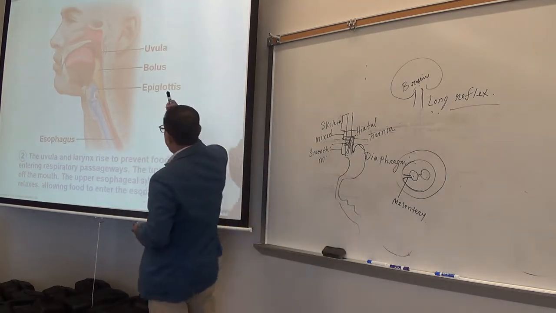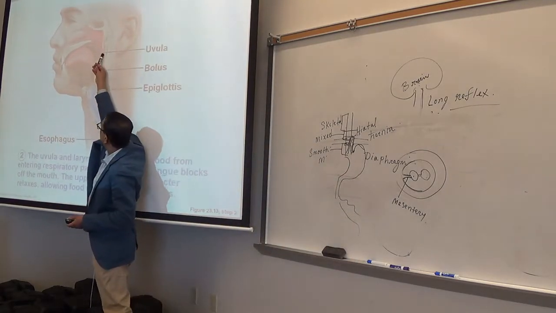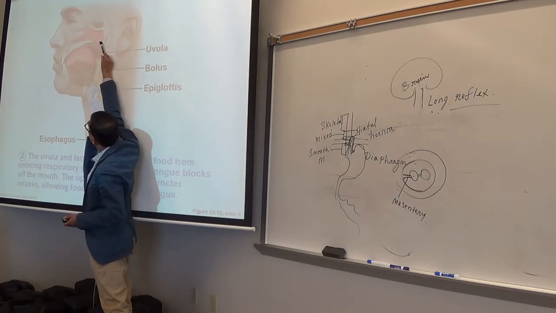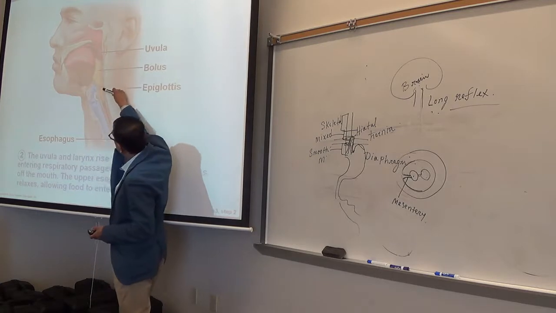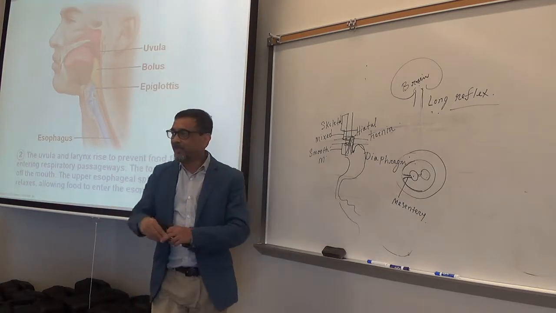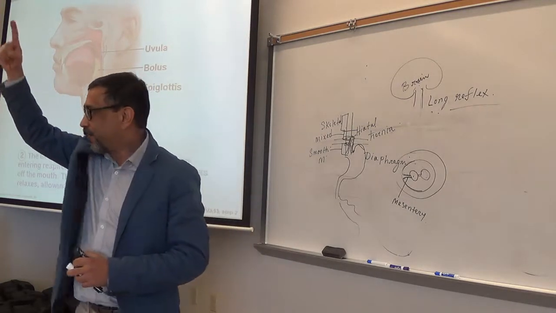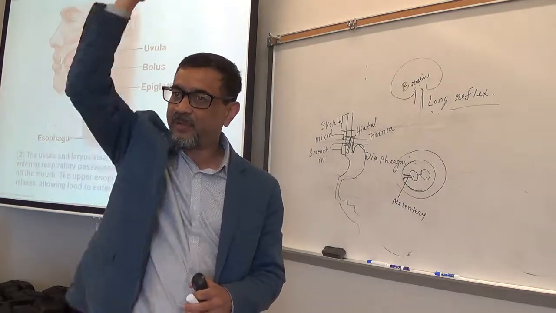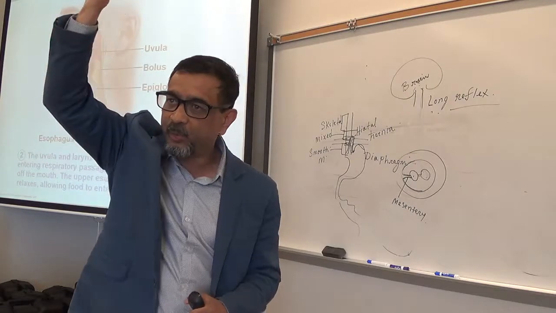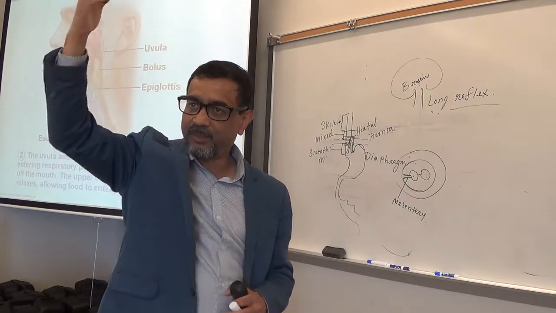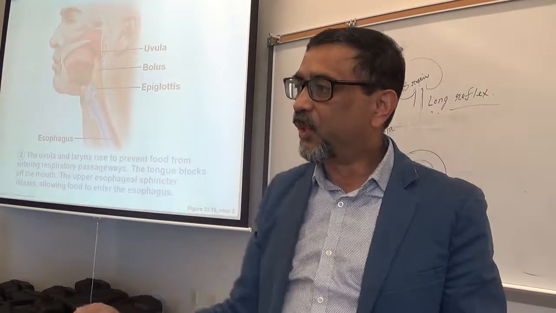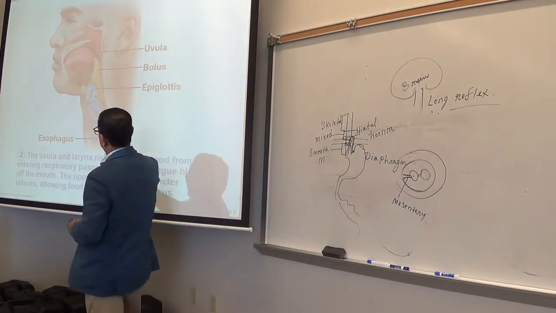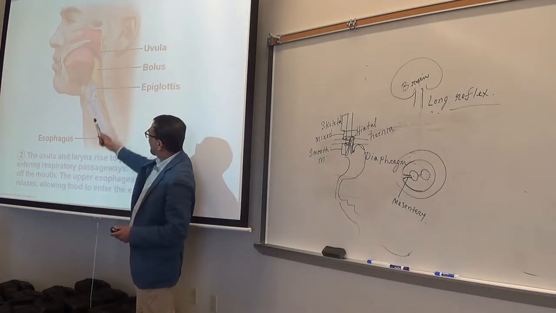So now you see here, the uvula has moved up to close this opening. So food will not go into the nasal cavity, it will only go downwards. Make sense? It is very important that the uvula moves up to close that passage, so food will not go into the nasal cavity, and will only move downwards.